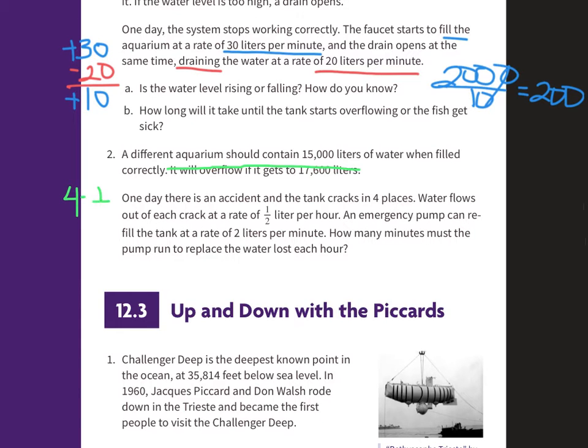So we're going to go 4 times 1/2, and that gives me 2 liters per hour that the water's going out. Okay, but there's a pump that puts in 2 liters every minute. So how many minutes? Well, it's losing 2 liters every hour, and it can fill at 2 liters per minute. So we just need to run it for 1 minute each hour, and it will replace the water it's losing. Okay?